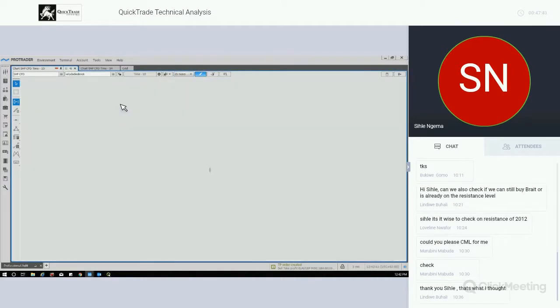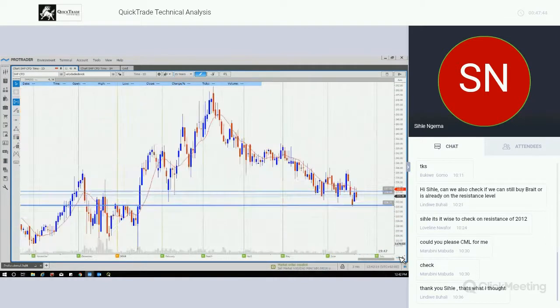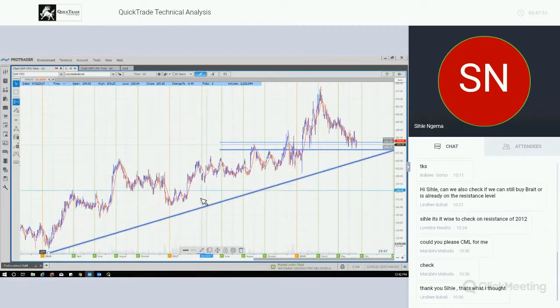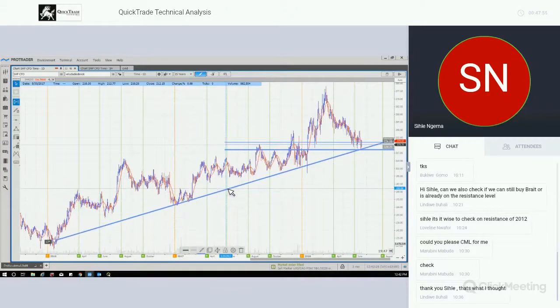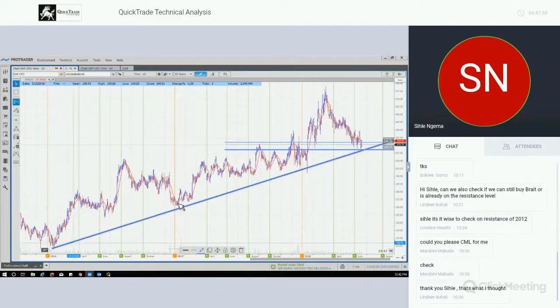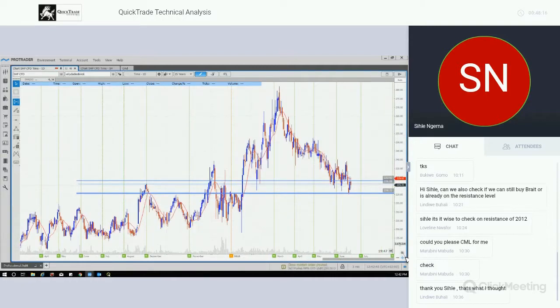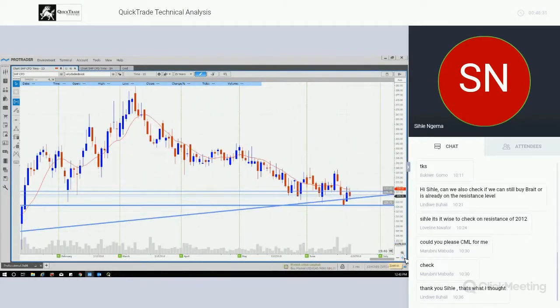Let us now use the daily time frame to get a better view of the situation here. We may have to adjust our rising trend line here, because the time frame has changed. The only things that we don't adjust are our horizontal lines. Horizontal lines we do not adjust, but this you can adjust. You see, we've been on this rising trend since 2016. So now we are playing around this area here.